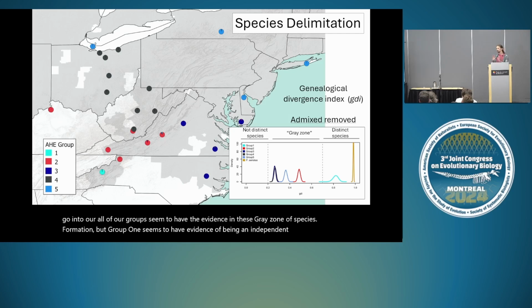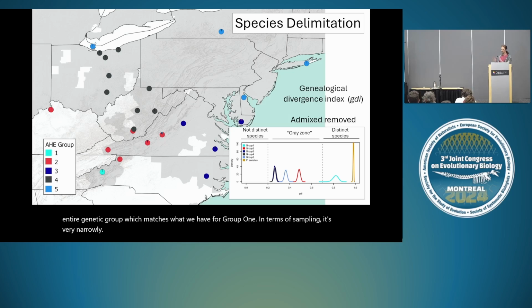So basically we see increasing support, most of these in the gray zone, but we do have one group that seems to have evidence of a distinct lineage. However, that was one group in which we only had a single locality available. So one thing we wanted to do is assess what is the consequence of using a single locality to represent an entire genetic group, which matches what we have for group 1 in terms of sampling. It's a very narrowly distributed group.